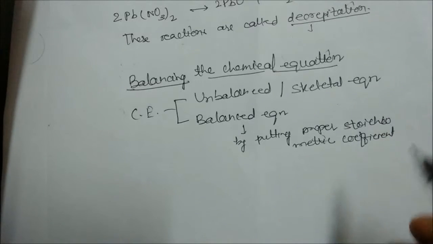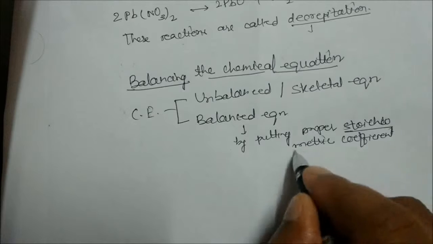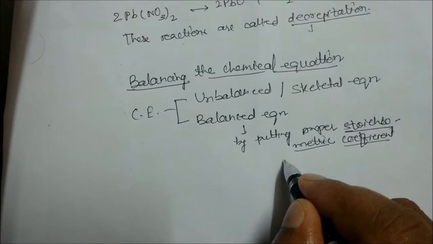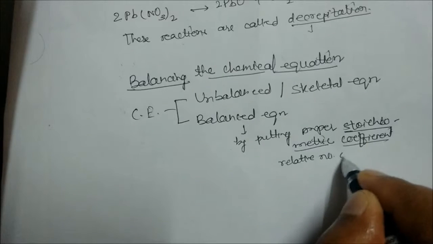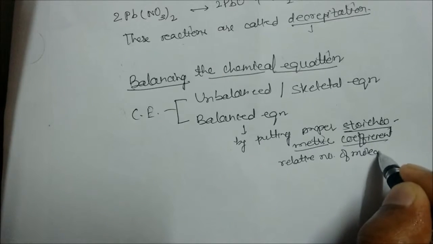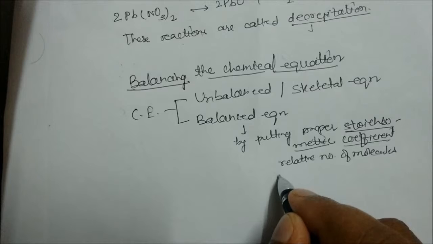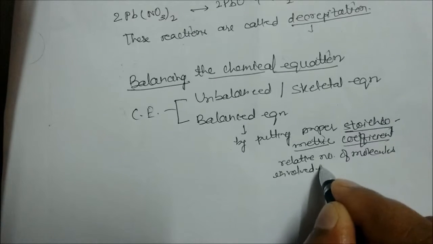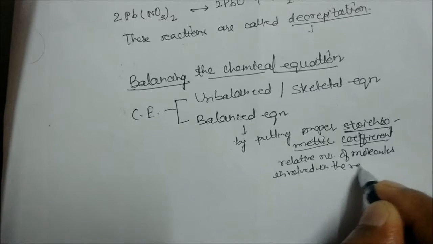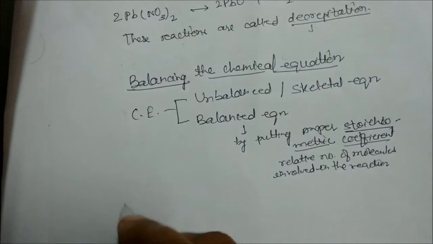What is a stoichiometric coefficient? This stoichiometric coefficient tells the relative number of molecules involved in the reactions. How? So let us see one example.